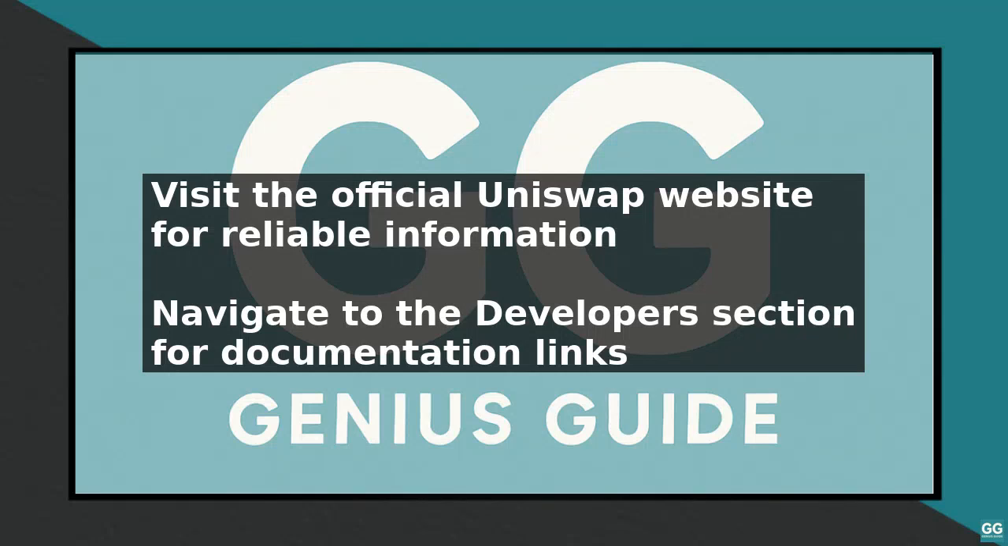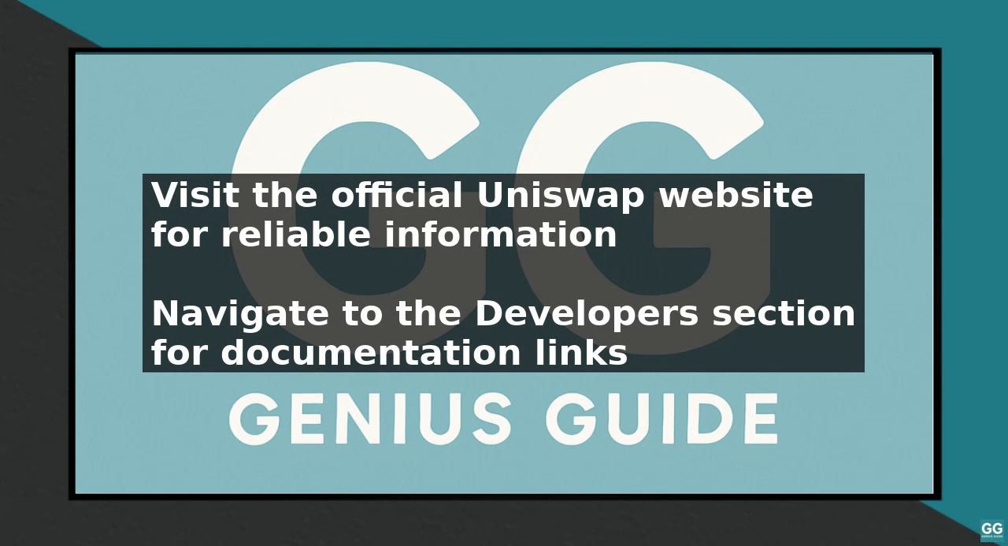To find documentation for the Uniswap SDK, start by visiting the official Uniswap website, which is the most reliable source of information. From the homepage, navigate to the Developers section, where you will find links to the Uniswap protocol documentation and the Uniswap SDK documentation.